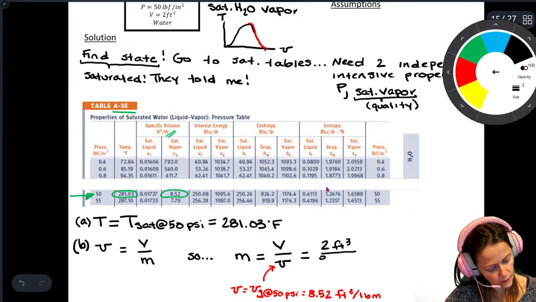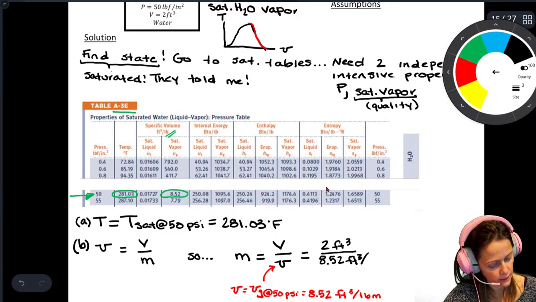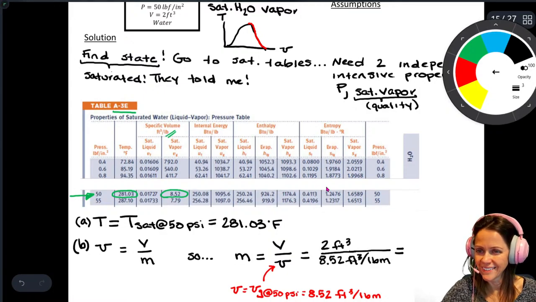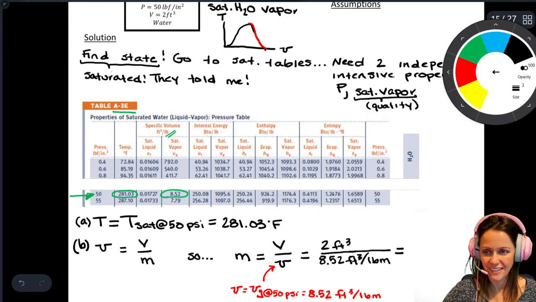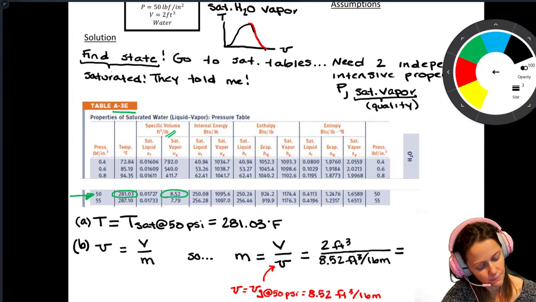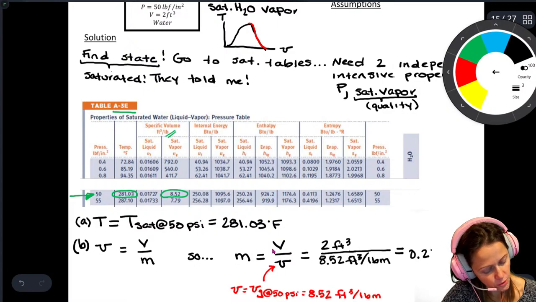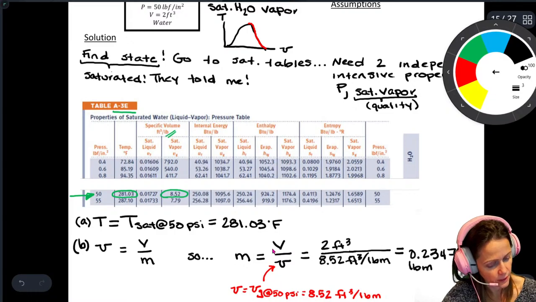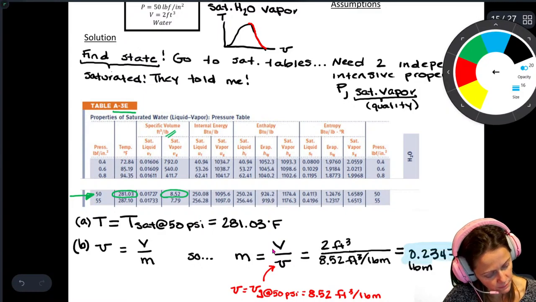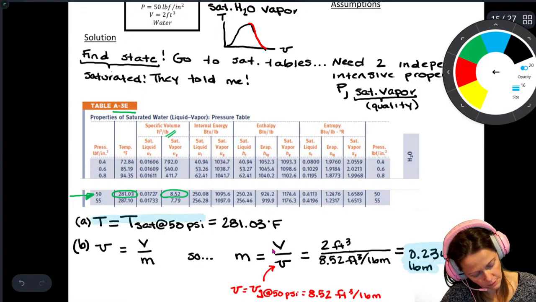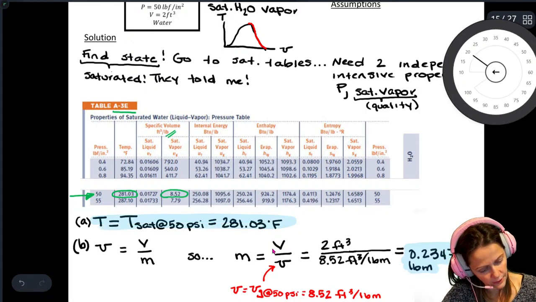Right, and so it looks like I'm not really going to have any unit conversions to do, so that's nice. So whatever that is, 0.2347 pound mass. Perfect. That's my answer there. All right.